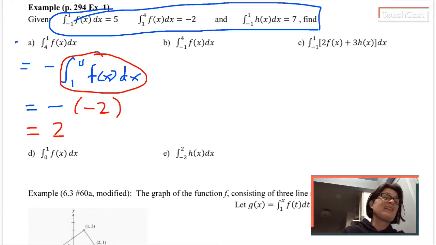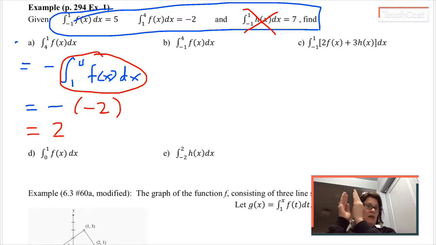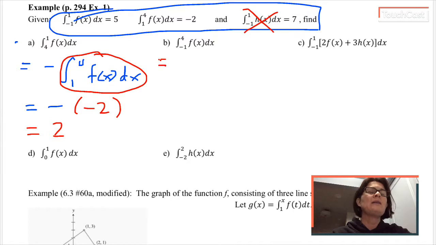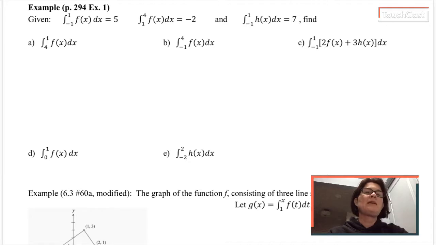The second one, I want to find the integral from -1 to 4 of f of x. Notice that there's no way this can help me, because that tells me about the area under h. B is all about the area under f. But I notice that to cover the whole distance from -1 to 4, I could break that up into the area under the curve between -1 and 1, and the area under the curve between 1 and 4. So that's what I'm going to do. I'm going to write this out here.